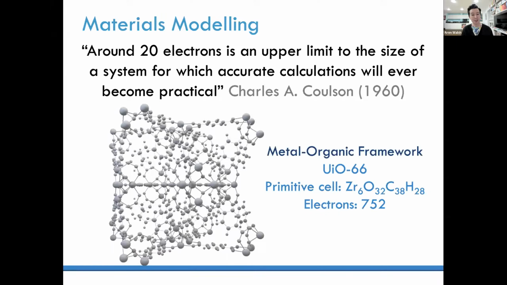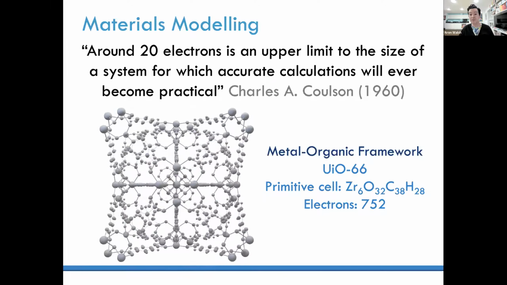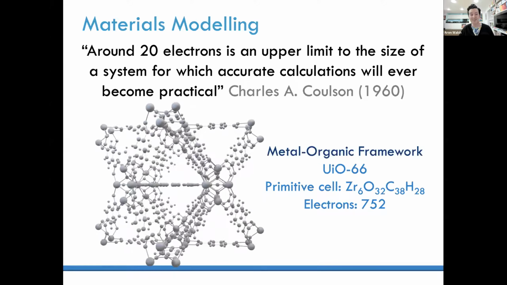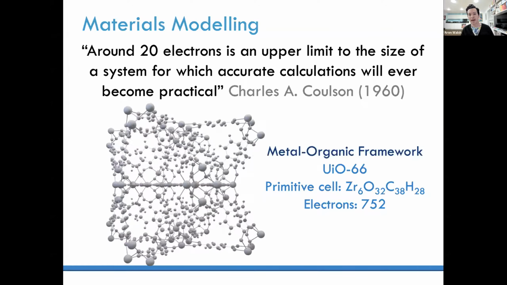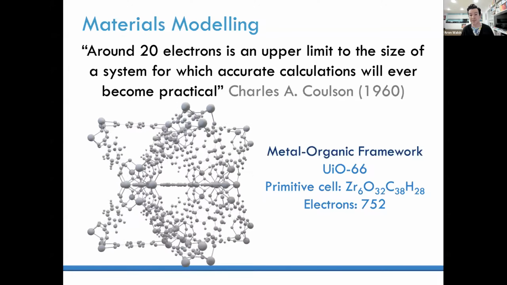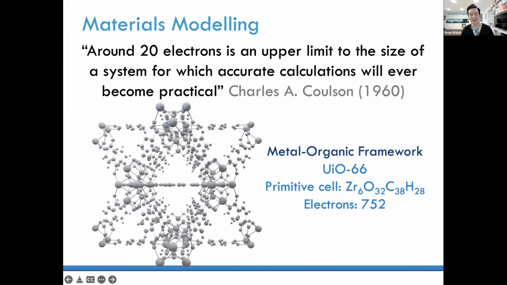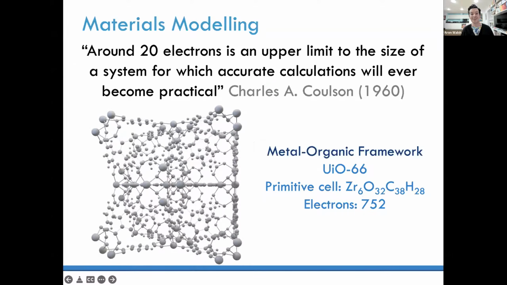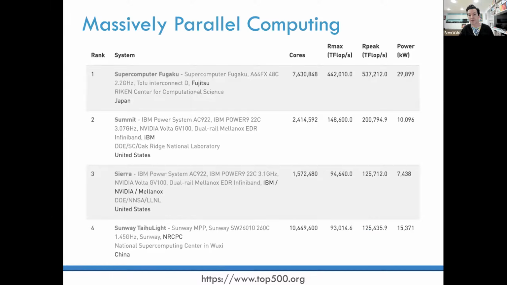And these days, it's becoming possible to solve Coulson equations for systems of definitely hundreds or thousands of electrons. So for example, this metal organic framework, UiO-66, if you're treating it in an all-electron simulation, the unit cell has 752 electrons. But yet we can do it now for two reasons. So one is that we have much larger computers.